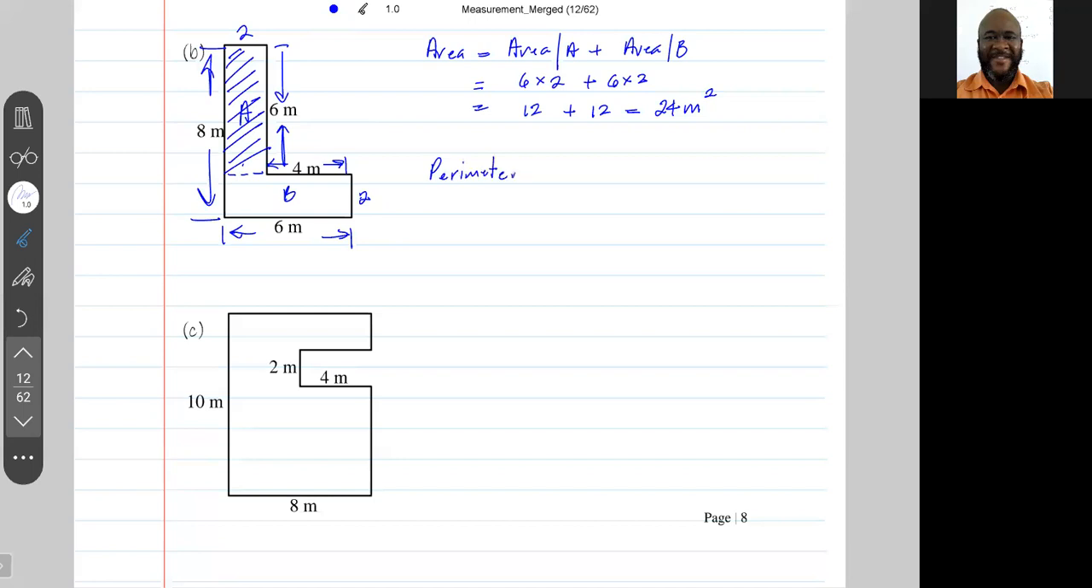To get the perimeter, I need to add up all the sides, starting with the 2. 2 plus 6 plus 4 plus 2 plus 6 plus 8. This is 12 plus 16. 12 plus 16 is what? 28 meters. The perimeter I got for B is 28 meters. And the area is 24 meters square.